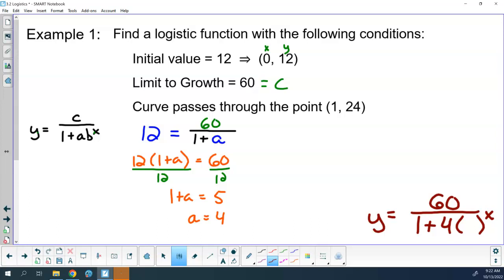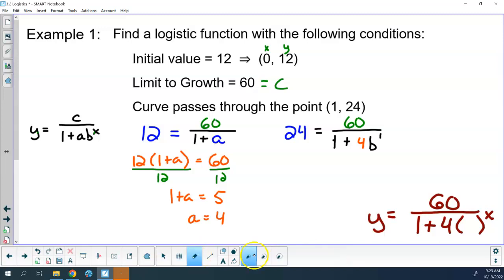Okay. Now what can we do? In my function that I'm almost done building, right? So now I'm going to say 24 equals 60 divided by 1 plus 4 times b to the first power, correct? Okay. How would we go about solving this one?